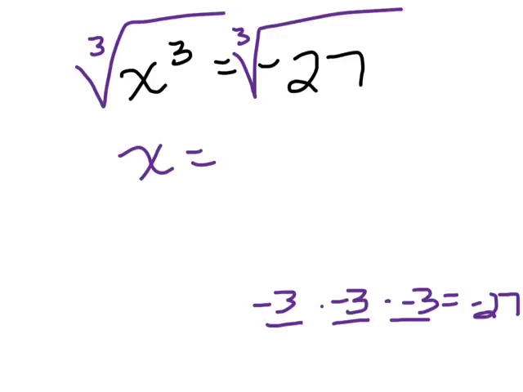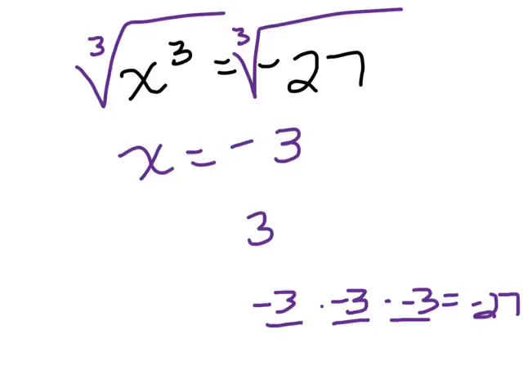I can very easily take the cube root of a negative number, but there is no way in the real numbers to take the square root and get a negative number. So since negative 3 times negative 3 times negative 3 is my negative 27, the cube root of negative 27 is a negative 3. Now you might be wondering, what about positive 3?